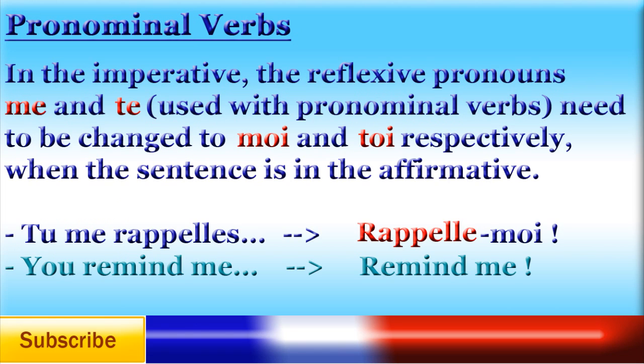Another rule you need to be aware of in the imperative is that the reflexive pronouns me and te, which are used with pronominal verbs, need to be changed to moi and toi respectively when the sentence is in the affirmative. For example, tu me rappelles, you remind me, in the imperative becomes rappelle-moi, remind me. You can see that the pronoun me in the present tense has become moi and has been placed after the verb in the imperative. This is because the sentence is in the affirmative. If the sentence had been negative, me would have stayed the same and would have remained before the verb.